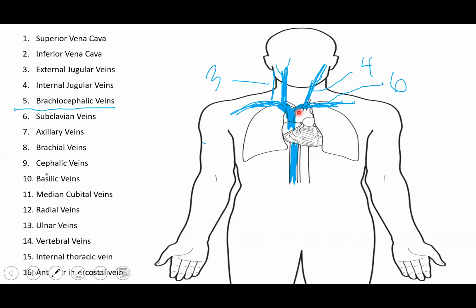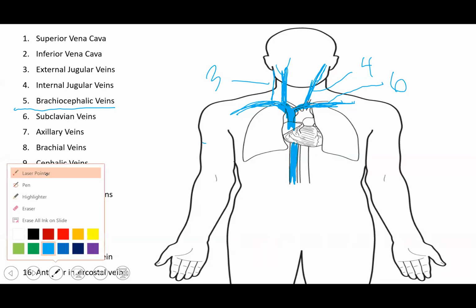So again, what we have here is the SVC, a branching event. These are the right and the left brachiocephalic veins. We branch yet again: left subclavian vein, left internal jugular vein, and then there would be another branch here, the left external jugular vein. Let us now follow the right side once again.